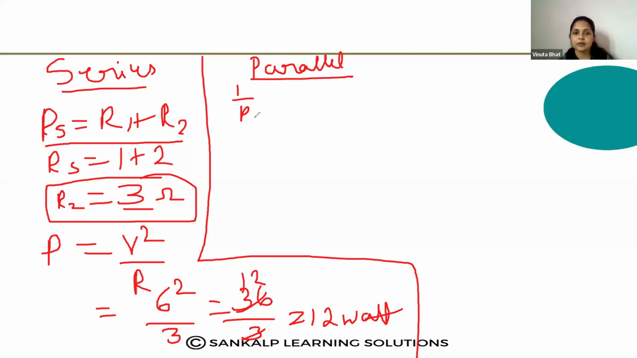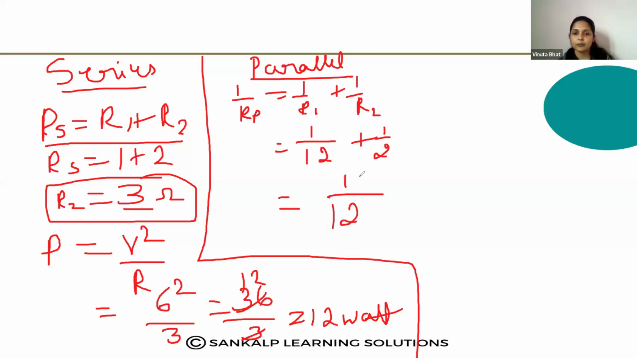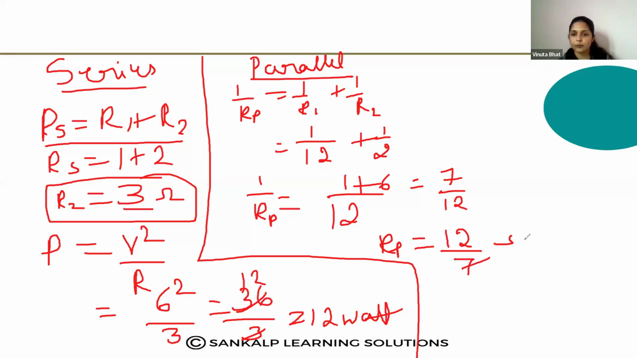1 by Rp is equal to 1 by R1 plus 1 by R2, right? Here, R1 is 12, 1 by 12 plus 1 by 2. So, 12 divided by 1 plus 6. 1 by Rp is equal to 7 by 12. Rp is equal to 12 by 7 ohm. Okay. So, this is the total resistance.